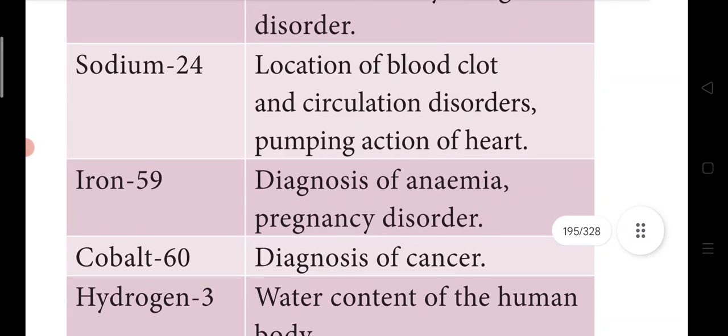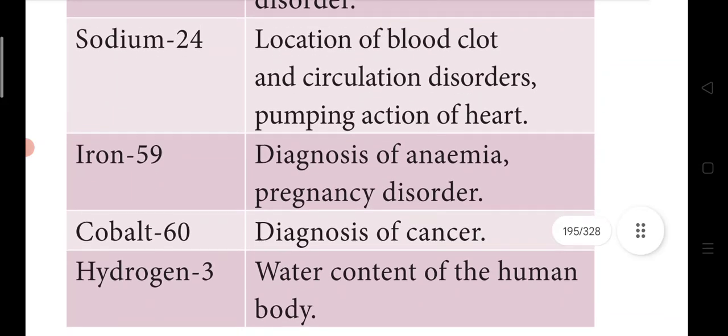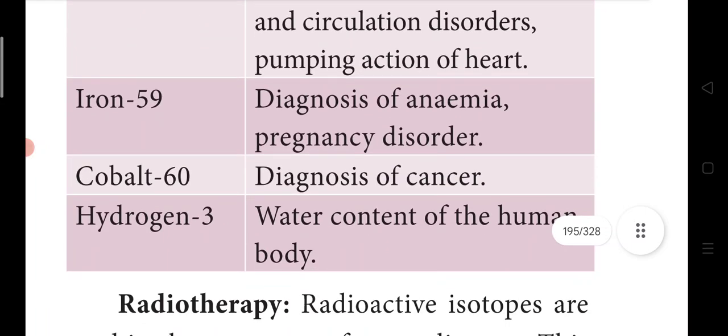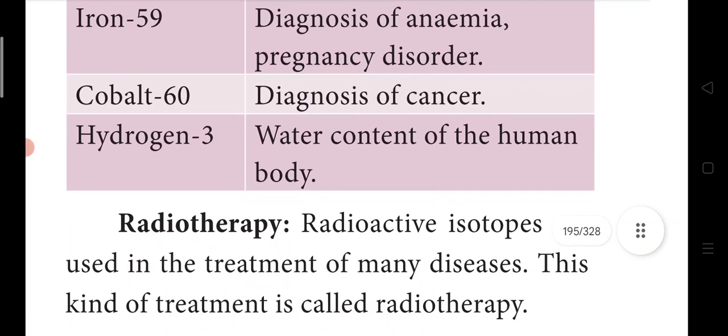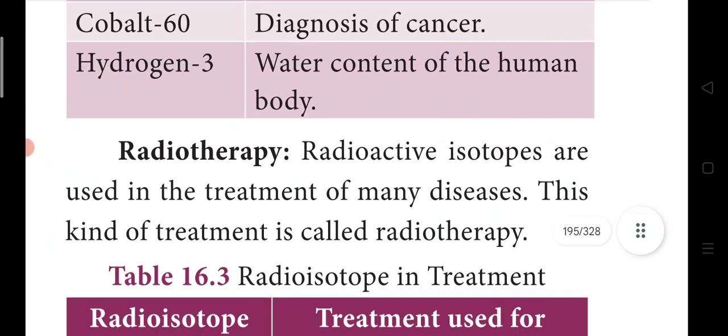Sodium 24, location of blood clot and circulation disorders, pumping action of heart. Iron 59, diagnosis of anemia and pregnancy disorder. Cobalt 60, diagnosis of cancer. Hydrogen 3, water content of the human body.